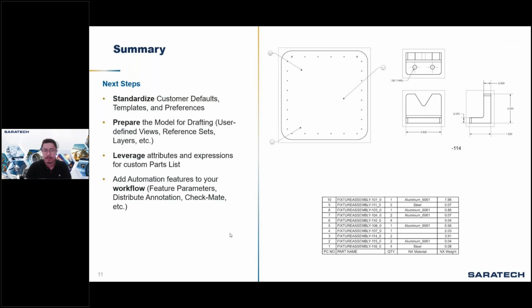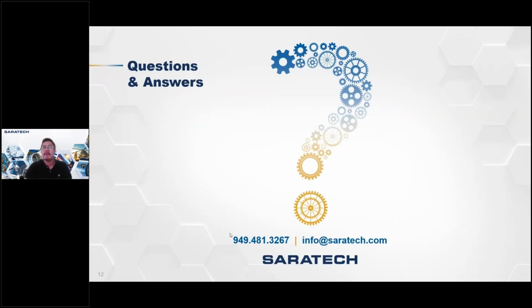So most of this is prep work, creating your reference sets, creating user-defined views, layers, attributes, expressions, and then using some of those automation features like we talked about: feature parameters, the distribute annotation, Checkmate tool, all good things to throw into your workflow. So that is my last slide. I'll open up the floor to any questions now.